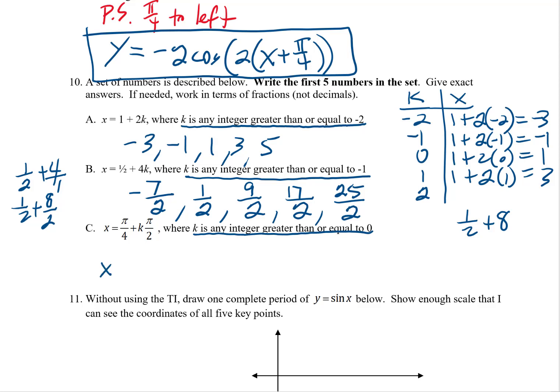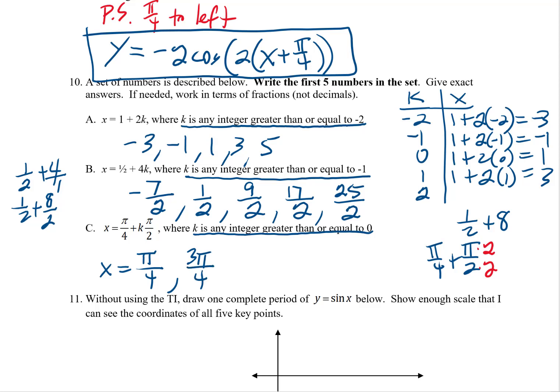Obviously, if I plug 0 into this, I'm just going to have the pi over 4. Let's see, then I would plug in 1, so I would have pi over 4 plus pi over 2. When I get the common denominator, pi over 2, multiply top and bottom by 2. That'll turn that into 2 pi over 4. So I'll have pi over 4 plus 2 pi over 4, which is obviously 3 pi over 4.